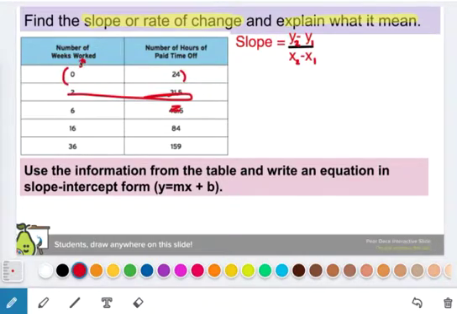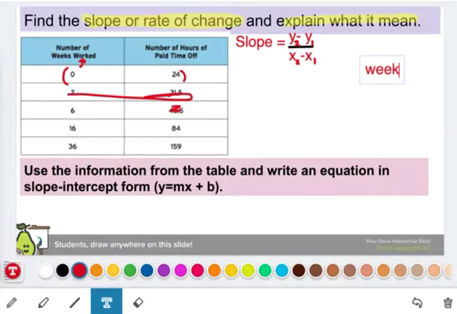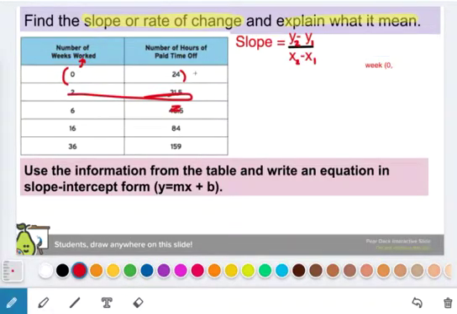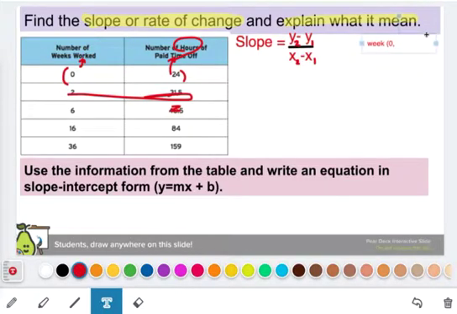0 represents the number of weeks. So I'm going to pick 0, which is weeks. I'm going to type weeks there. Let me make it smaller because it won't fit. Okay, 0 weeks. And then the 24 is hours of paid overtime. So that's 24 hours. So 0 weeks, 24 hours of overtime worked.